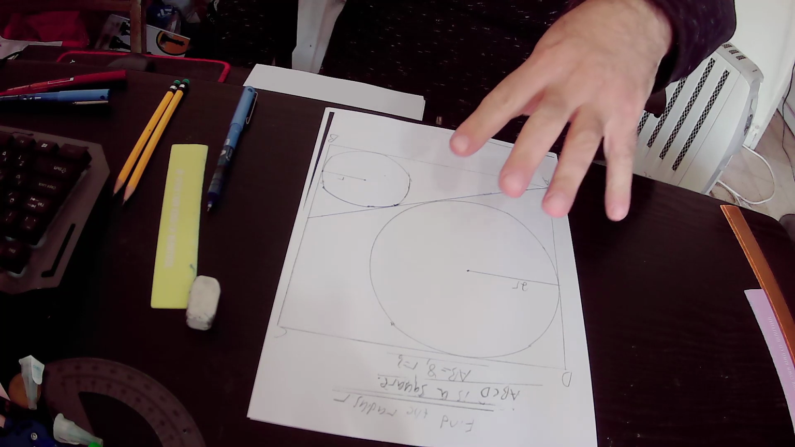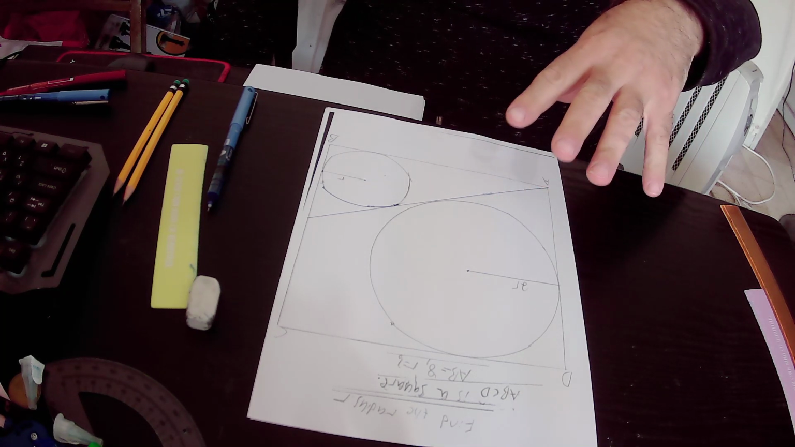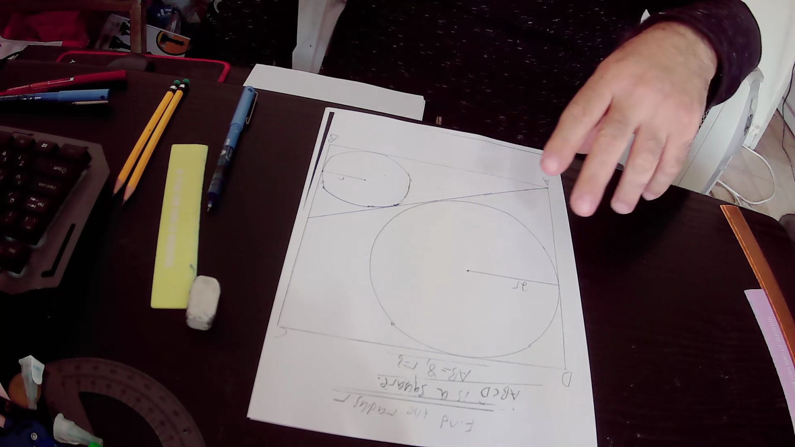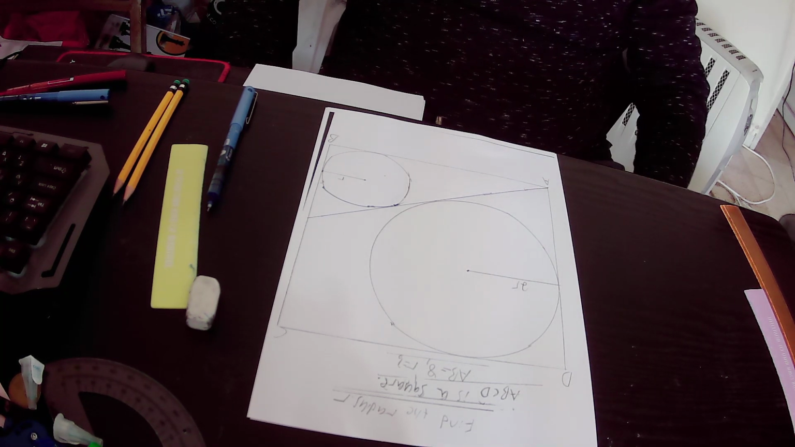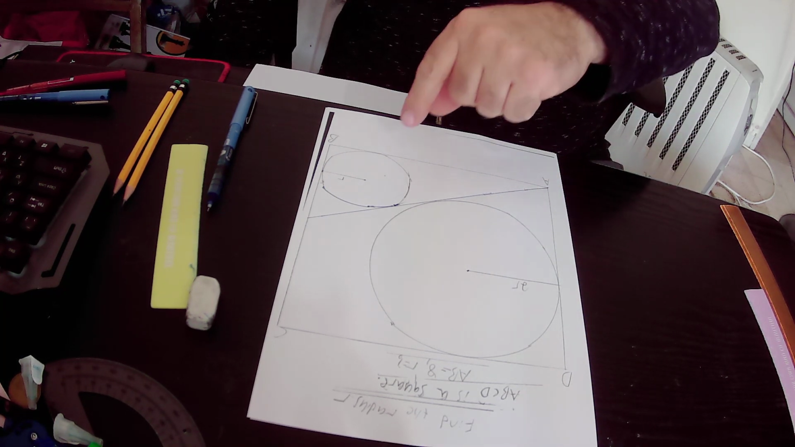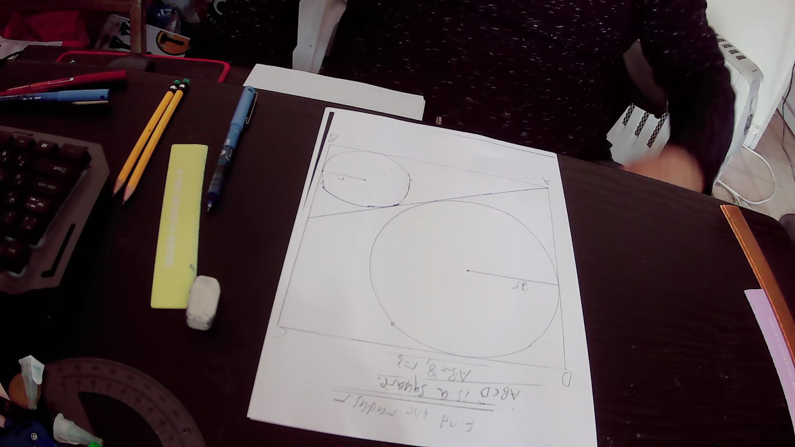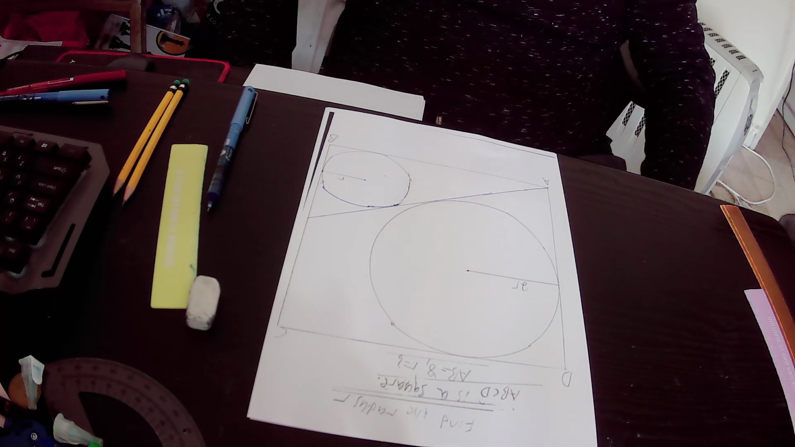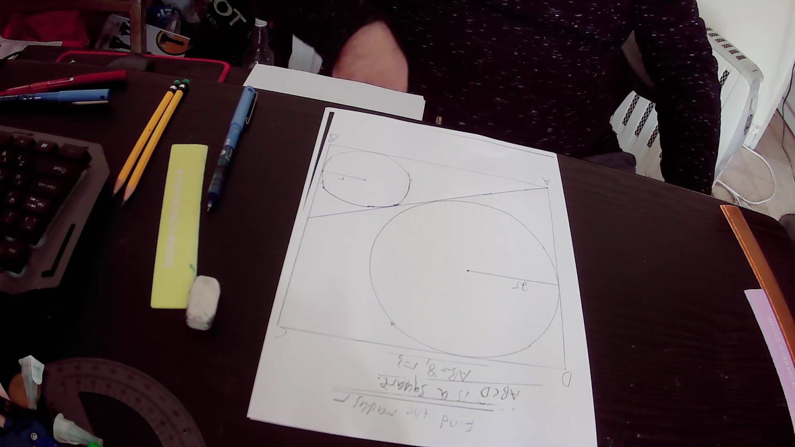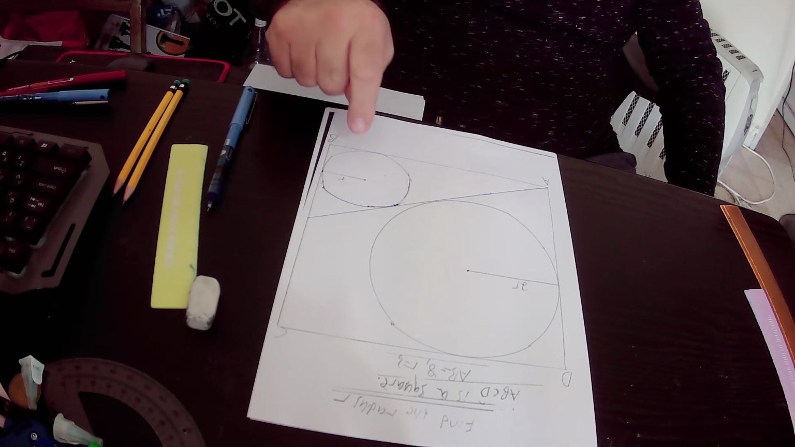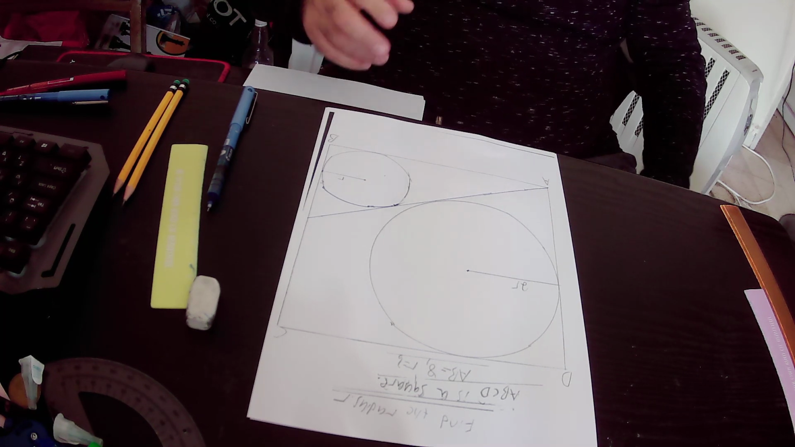And inside square ABCD we have two circles. The radius of the big circle equals 2r and the radius of the small circle equals r, and we want to find out the size of the radius of this small circle, the value of r.